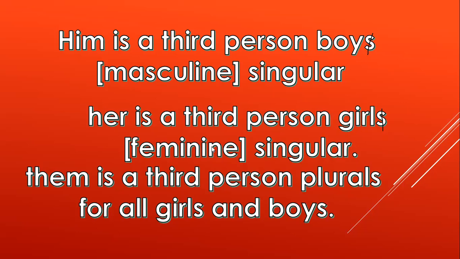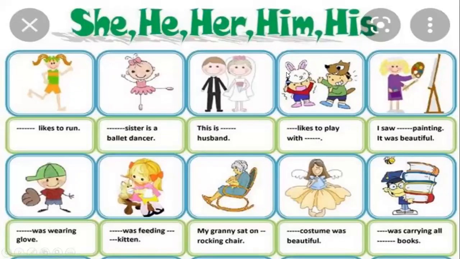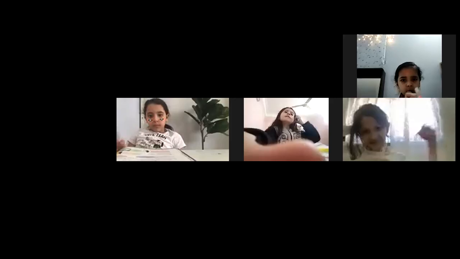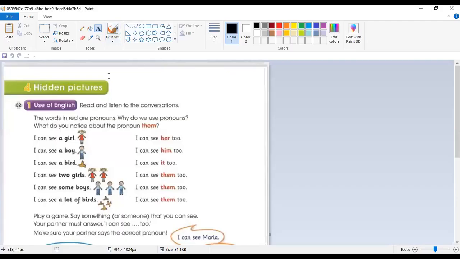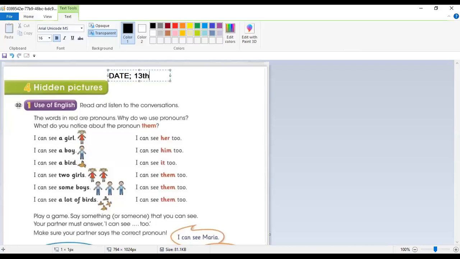Now please, I want you to go to your book page. Let me open the book page. Okay, now here is your book. Please write the date first of all. Today is 13th of December 21. Okay, now see here.